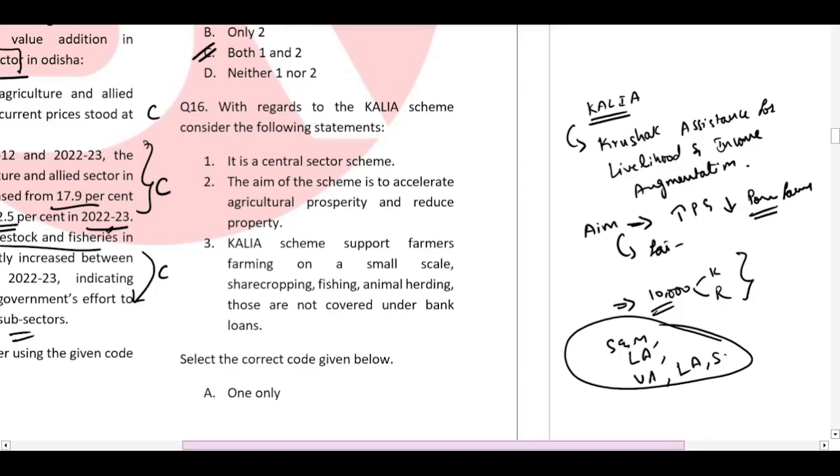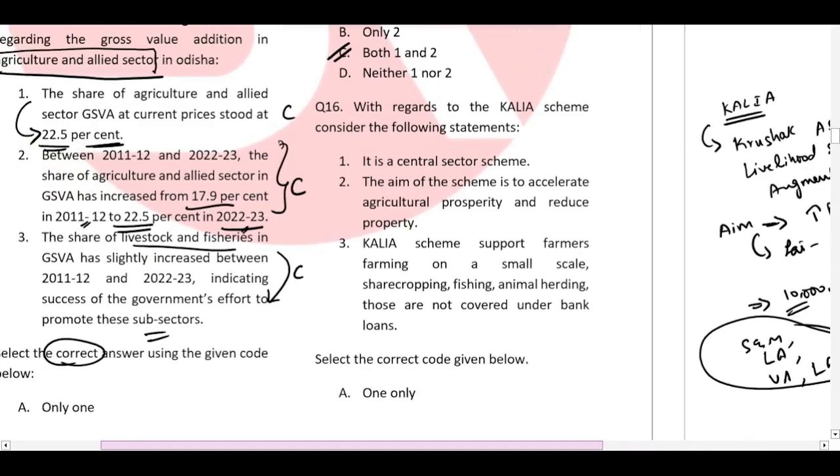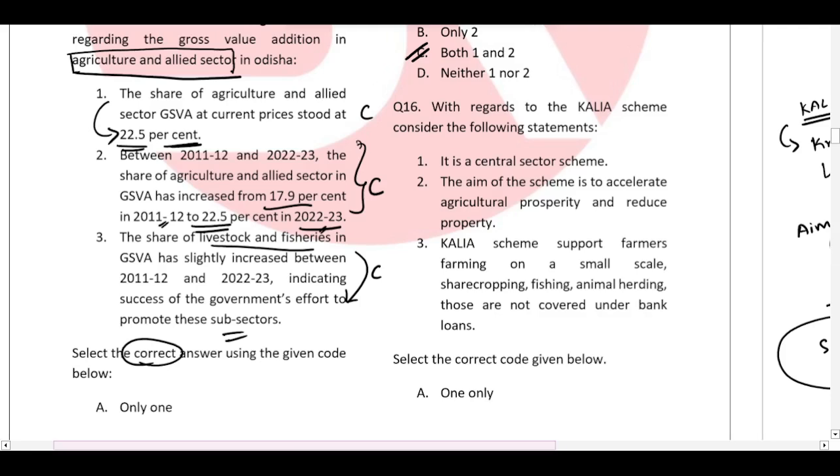Now let us go back to our question. Statement 1. It is a central sector scheme. See, statement 1 is wrong because this is not a central sector scheme. This is launched by the state. This is a state government's specific scheme. So statement 1 is incorrect.